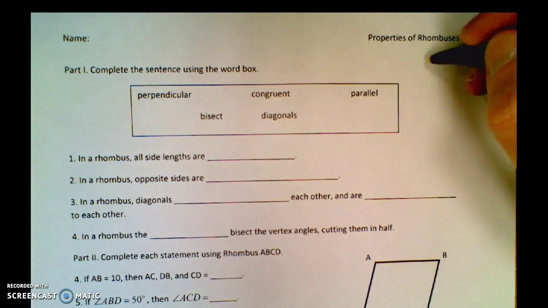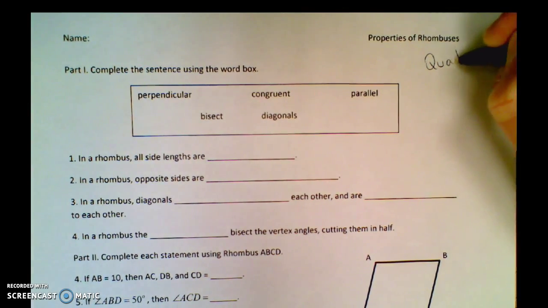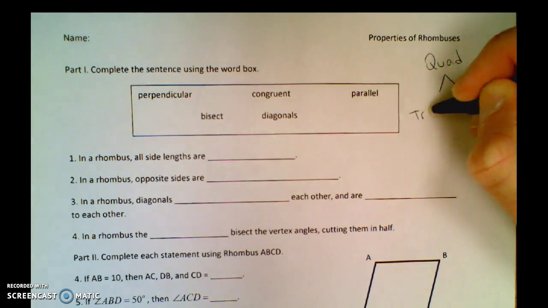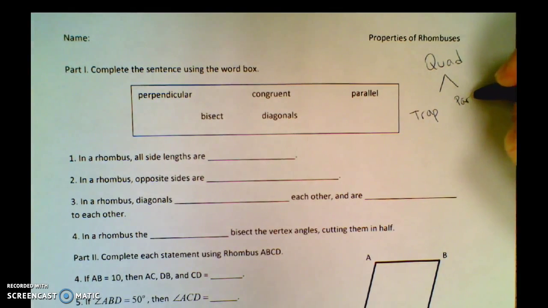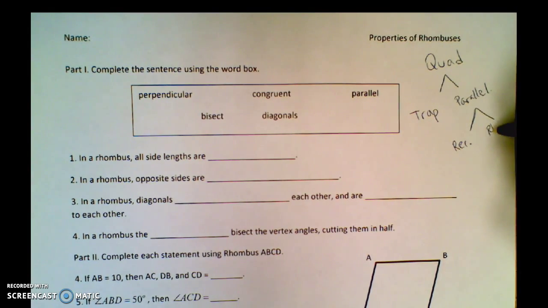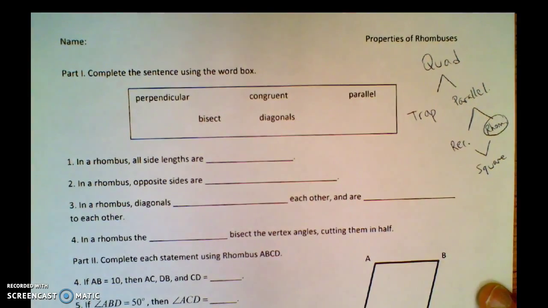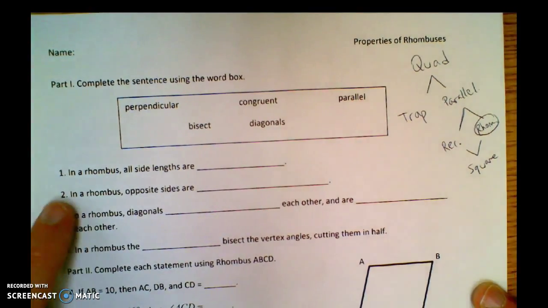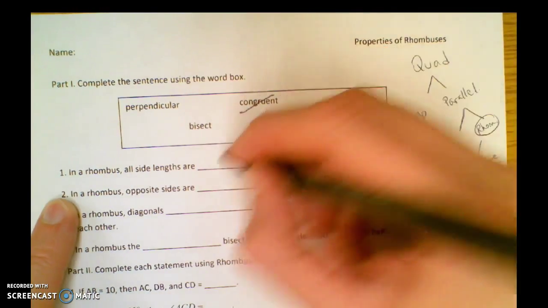So remember, with our family tree, we start off with quadrilaterals, and then it breaks up into trapezoids and parallelograms. From there, parallelogram has rectangle and rhombus underneath it, and then they together make a square. So today we're going to focus on rhombus. So in a rhombus, what's special about a rhombus is all the side lengths are congruent.